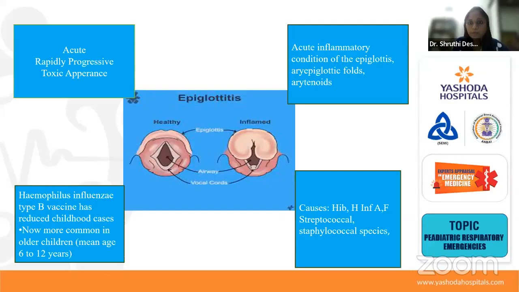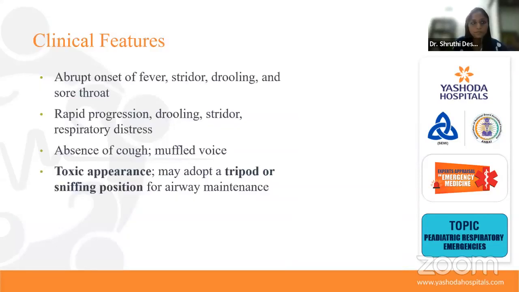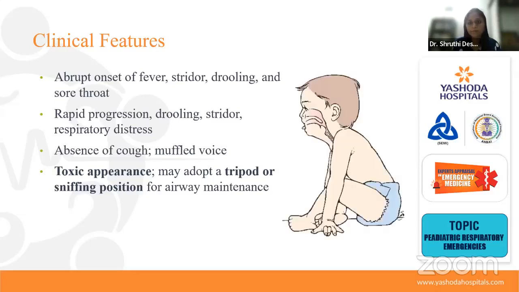The other causes of epiglottitis nowadays are streptococcal species, as well as Neisseria species. The clinical features are an abrupt onset of fever, stridor, drooling, and sore throat. The child will not be able to swallow the secretions, hence there will be drooling. There's a rapid progression of the disease, and the child will have respiratory distress. There's absence of cough and a muffled voice. The child assumes the tripod position to keep the airway patent.